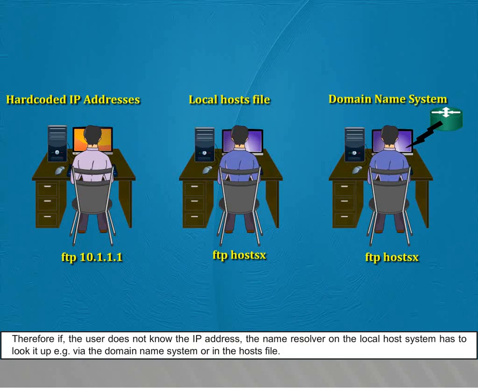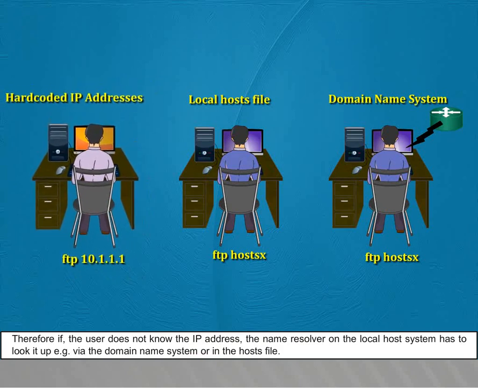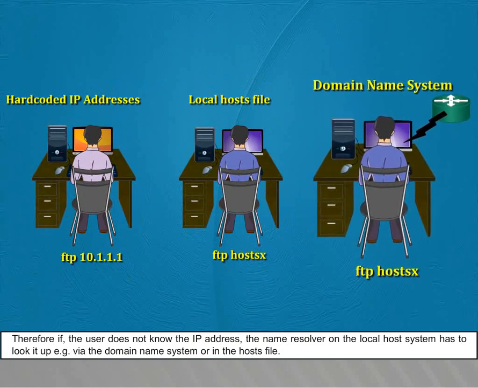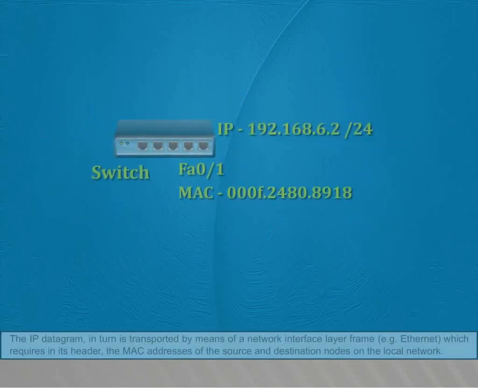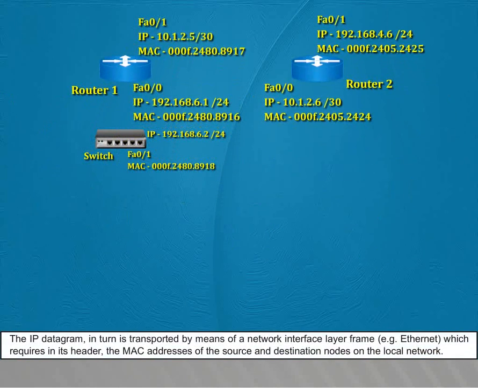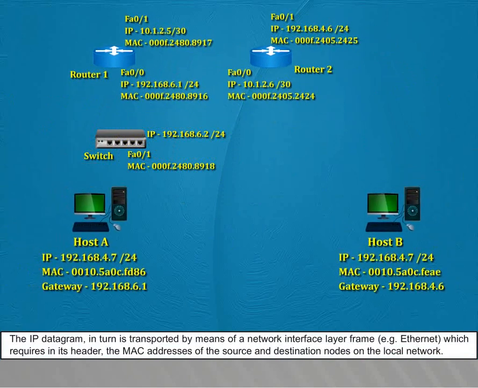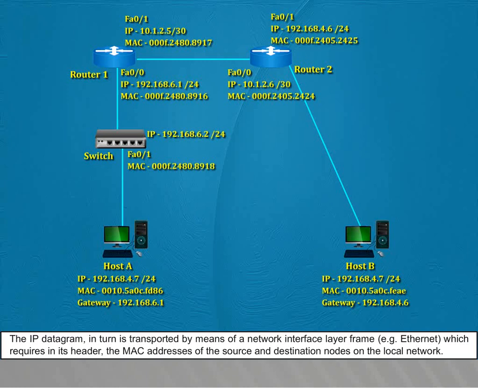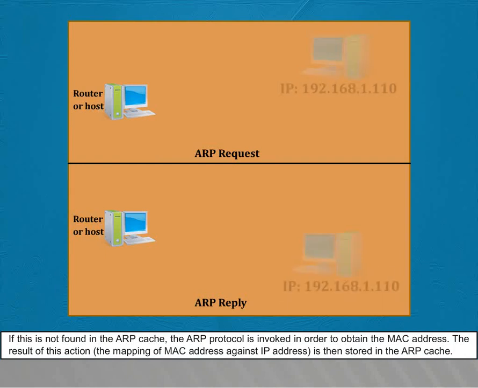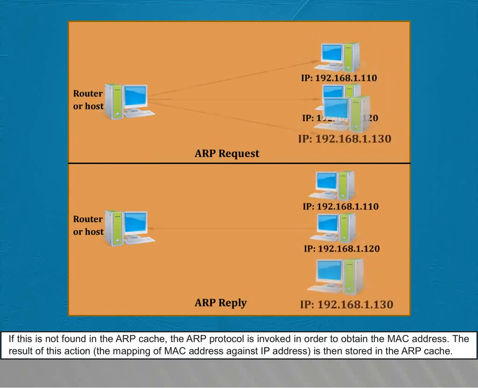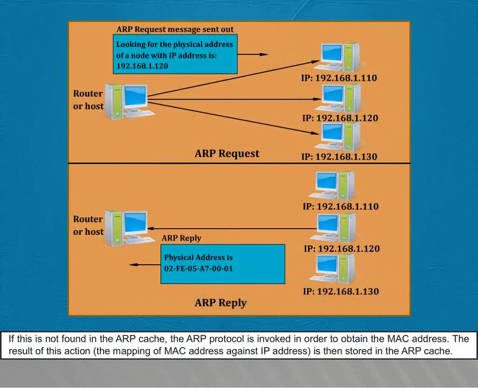Therefore, if the user does not know the IP address, the name resolver on the local host system has to look it up, for example, via the domain name system or in the host file. The IP datagram in turn is transported by means of a network interface layer frame, for example, Ethernet, which requires in its header the MAC addresses of the source and destination nodes on the local network. If this is not found in the ARP cache, the ARP protocol is invoked in order to obtain the MAC address. The result of this action, that is, the mapping of MAC address against IP address, is then stored in the ARP cache.